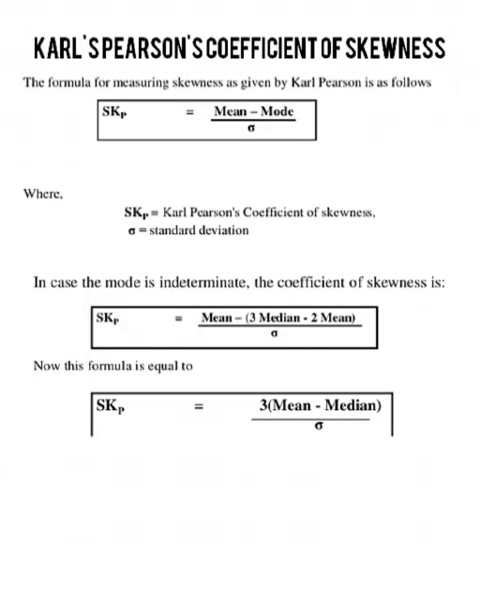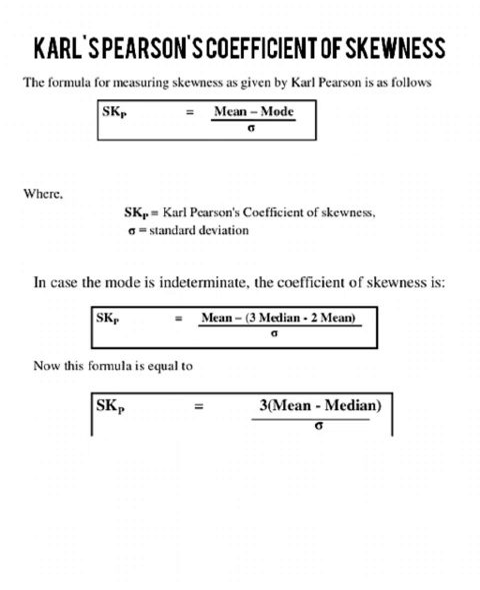In a negatively skewed distribution, the mean is smaller than the median and the median is smaller than the mode. Karl Pearson's coefficient of skewness. The formula for measuring skewness as given by Karl Pearson is as follows: SKP is equal to mean minus mode divided by sigma, or standard deviation, where SKP is Karl Pearson's coefficient of skewness and sigma is standard deviation. In case the mode is indeterminate, the coefficient is equal to mean minus bracket 3 median minus 2 mean bracket close, divided by standard deviation.